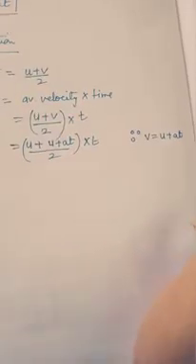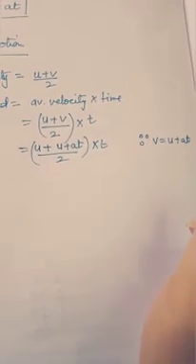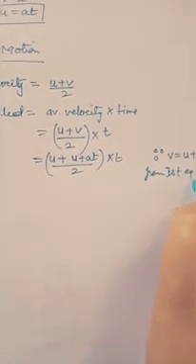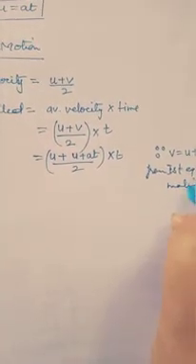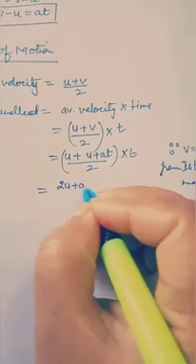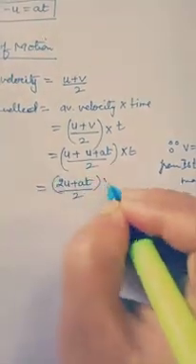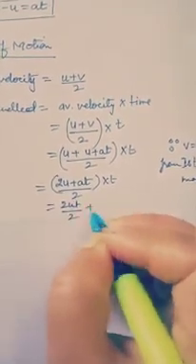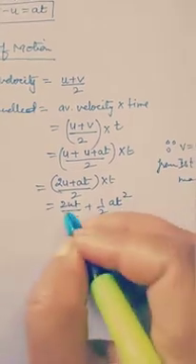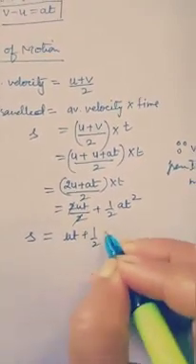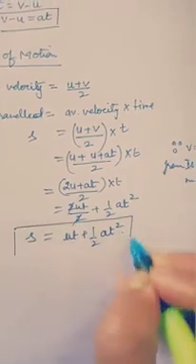You will mention over here from where the value of v has come, that is from the first equation of motion. Now let us see, 2u plus at divided by 2 into t. You multiply t with this, you will get 2ut divided by 2 plus half at square. Cancel out 2 with this. This will be s. So the value of s equals ut plus half at square, and this is our second equation of motion.